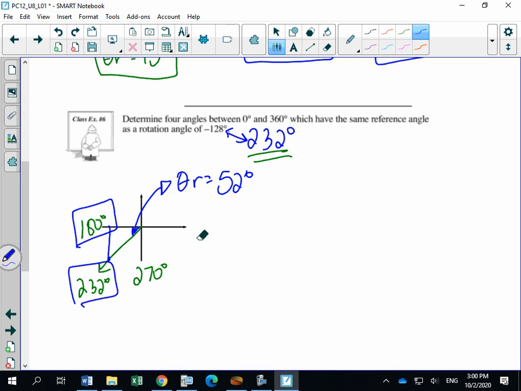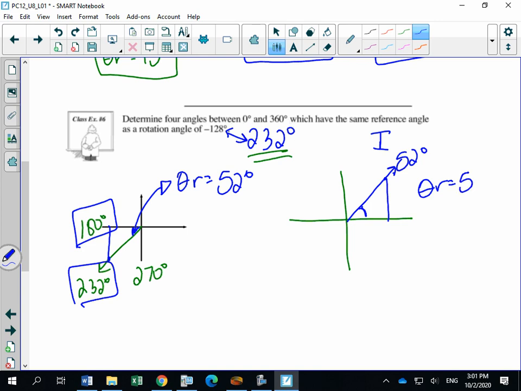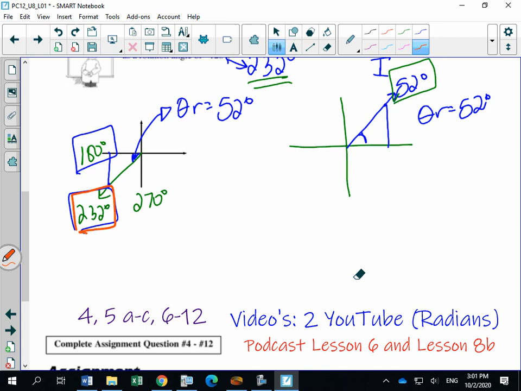So how you would do that: in quadrant 3, my answer would be 232 degrees, right? It has a reference angle of 52 degrees. If I draw another Cartesian plane and I put 52 degrees here in quadrant 1, and I ask what's this reference angle, the answer is 52 degrees. So the theta r in quadrant 1 would also be 52 degrees. This angle has a reference angle of 52 degrees, and 232 has a reference angle of 52 degrees.